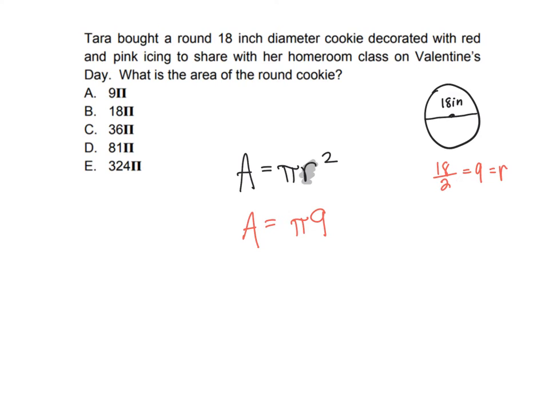So I'm just plugging that in. I noticed that every answer has pi in it, so we're just going to leave the pi here and do 9 squared, which is 81. And so I would pick D, 81 pi.